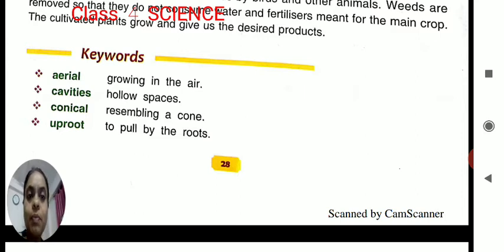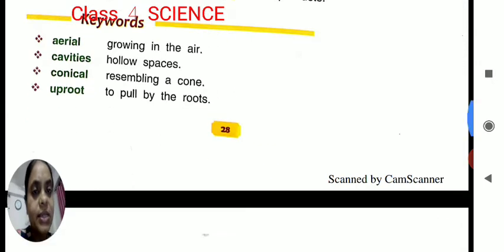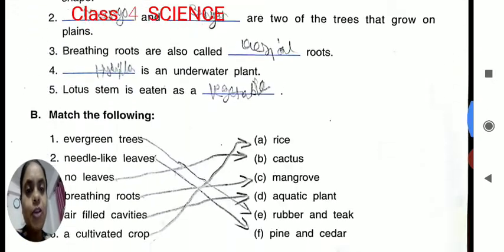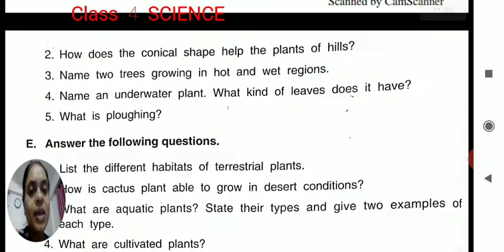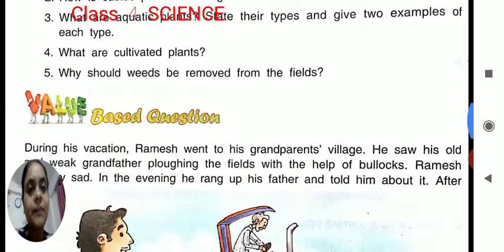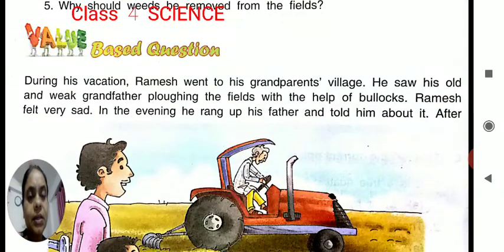Uproot means to pull by the roots. So this is the chapter. Now let's do some value based questions. Let's see what is the value based lesson given here.